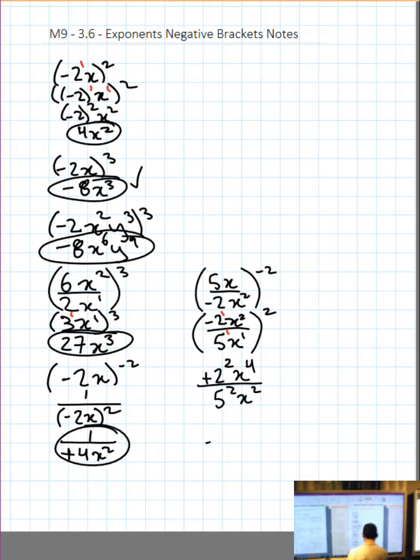Now simplify, so we get an over. Now we have 2 squared is 4 on the top, 5 squared is 25 on the bottom. Now we have x to the 4 on the top, x squared on the bottom. We can subtract the exponents. So 4 minus 2 is 2, so we get x squared on the top.